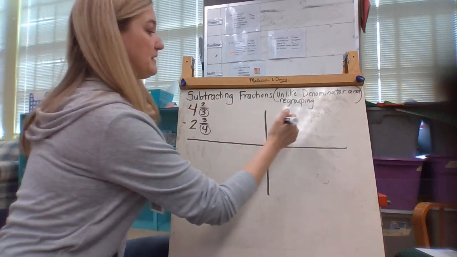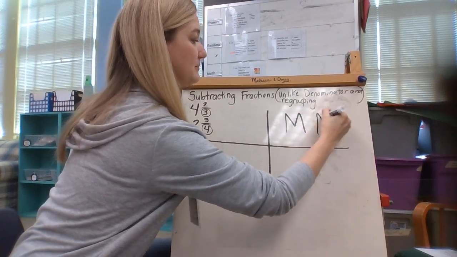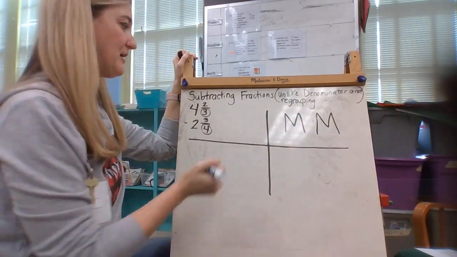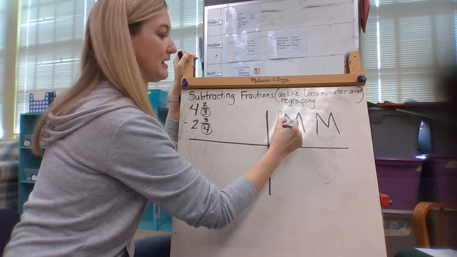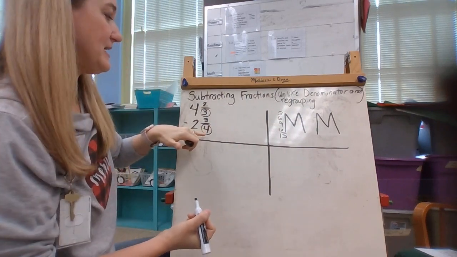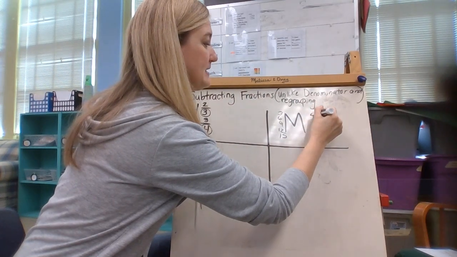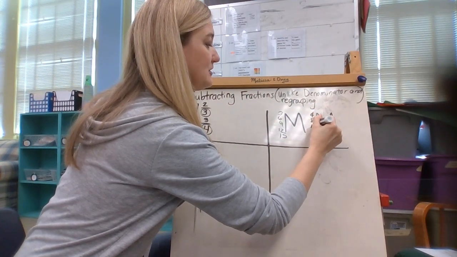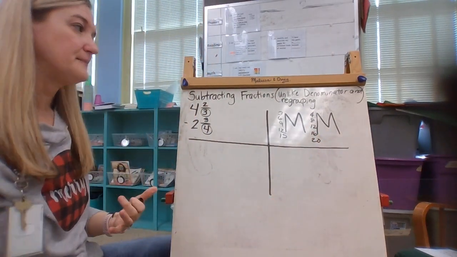All right, so the first thing I'm going to do over here is find my least common multiple. So I'm using my m's to do my skip counting. I'm going to skip count by 3s: 3, 6, 9, 12, 15, and I could keep going. The next m I'm going to skip count by 4s. That's my denominator: 4, 8, 12, 16, 20. And again, I could keep going.